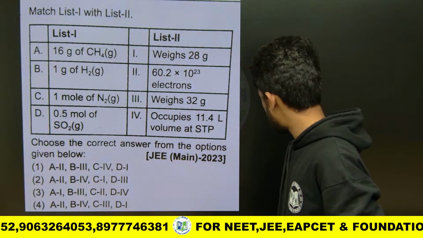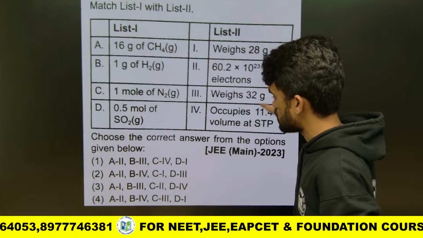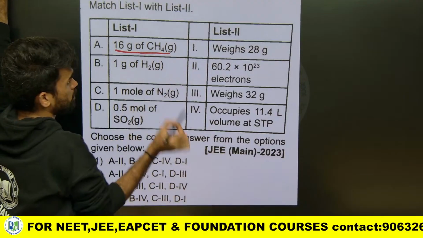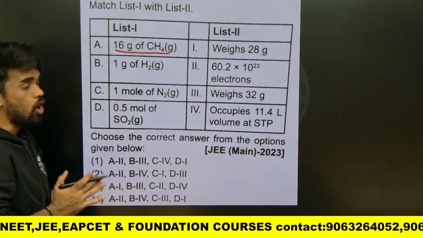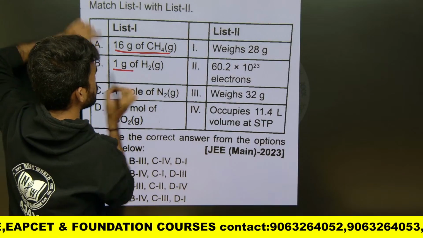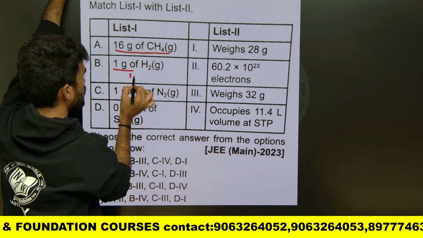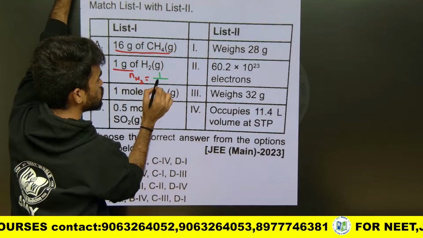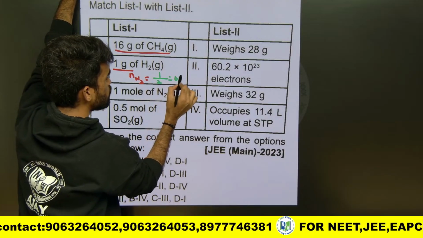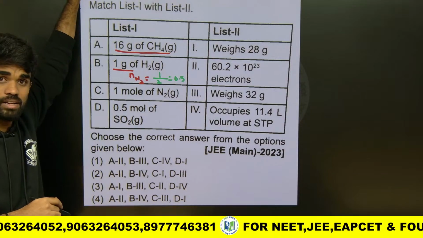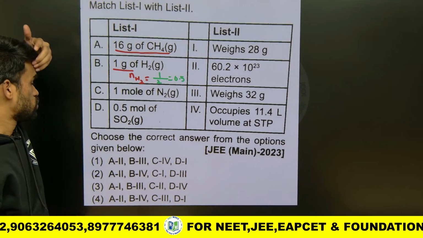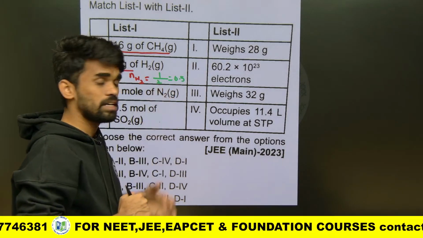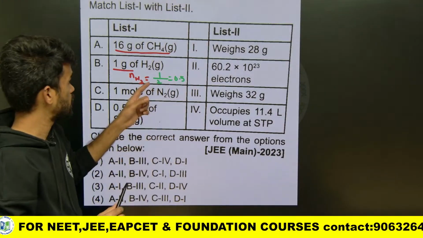Here we have a very basic question based on the mole concept. See here, 16 grams of methane is given. List 1 and list 2 we need to match. How can we match this? 1 gram of H2 means how many moles of H2? Number of moles of H2 equals given 1 gram, its molar mass is 2, so 1 by 2. So half a mole of H2 is given. H2 molar mass is 2, that's why I took 2 in the denominator, so that we get half a mole.